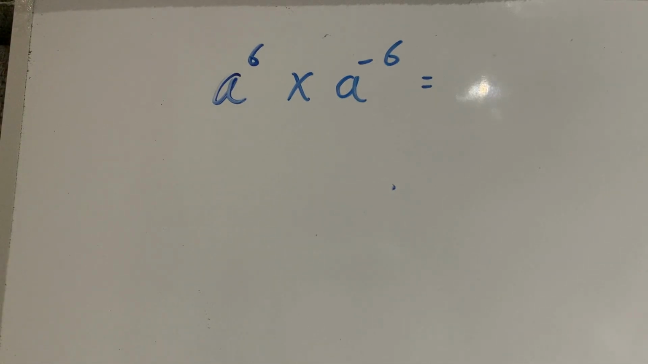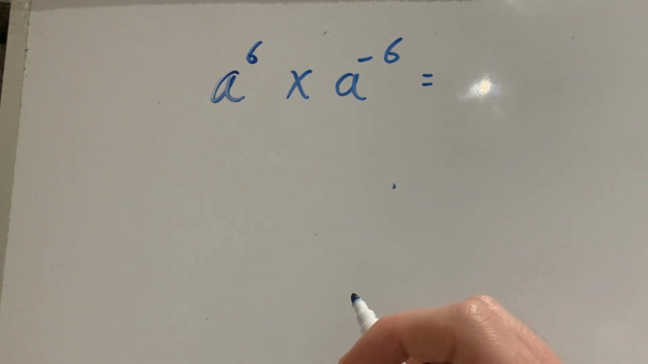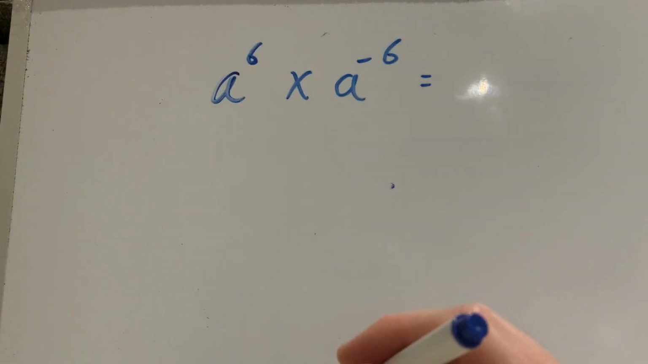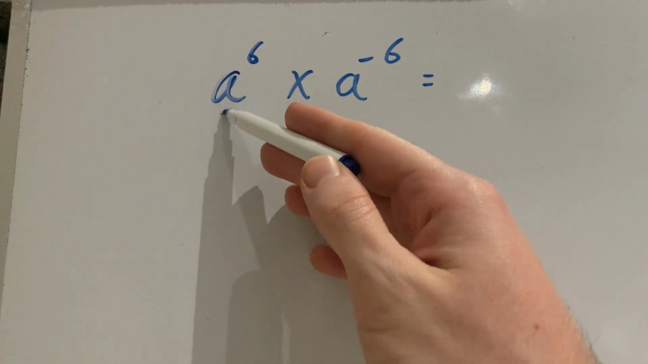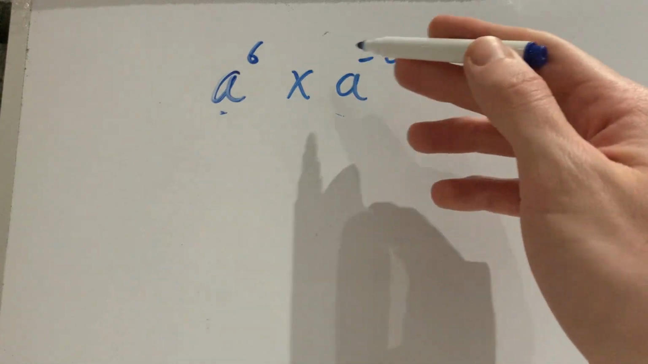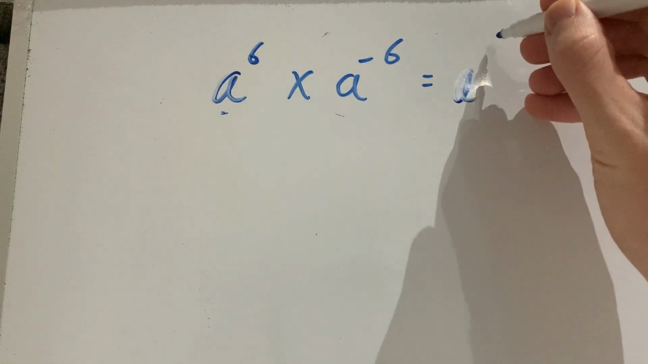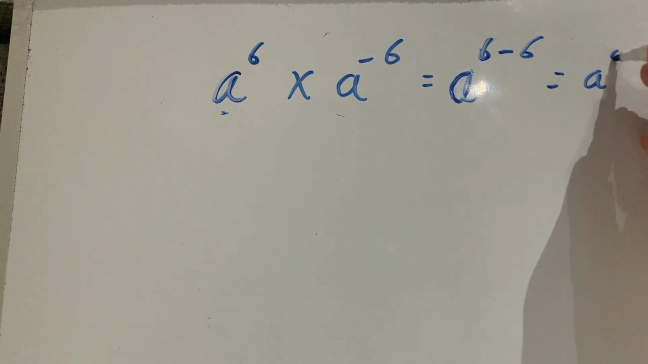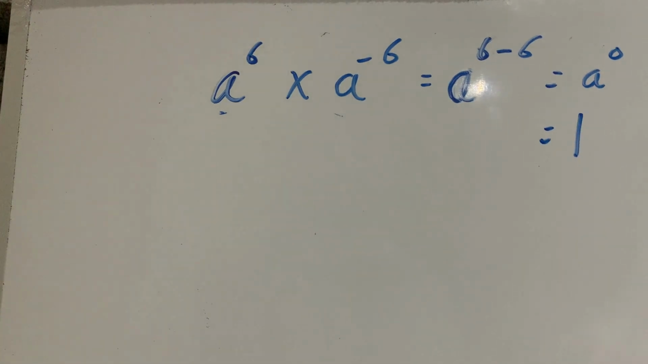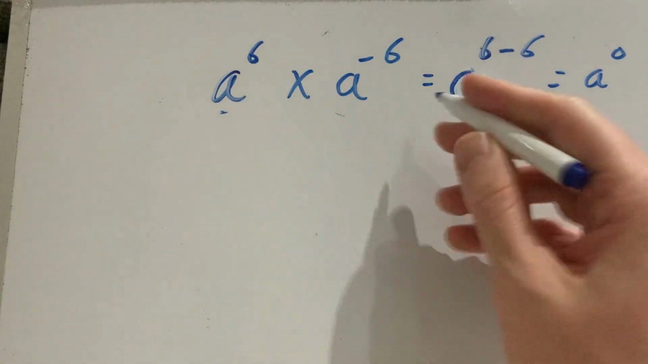Okay, so let's suppose I asked you to do a to the power of 6 times a to the power of -6. Again, it's a little bit confusing what a to the -6 is, because you can't multiply something by itself a negative number of times, or at least it's difficult to get your head around that. But from what we just looked at, we're going to be adding the powers. So we've got a to the 6 minus 6, so that's just a to the 0. And if you remember, that's just 1, since anything to the power of 0 is 1.